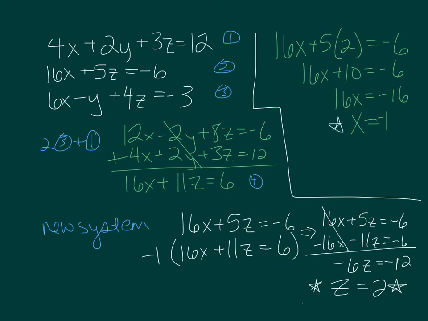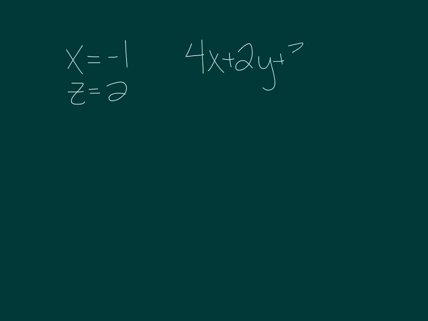Here's my second part of my three-part solution in my ordered triple. So far, I know that x is equal to negative 1 and that z is equal to 2. I also know that I have still these original equations sitting at the top of my page, 4x plus 2y plus 3z equal to 12. Okay, this was equation 1 from my beginning. I don't need to bother writing down the other ones because I can solve for x, the only variable I'm missing, just with this top one.